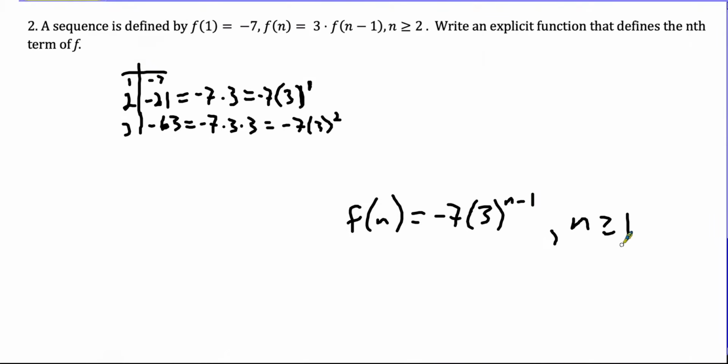And we can double check our domain if we want by actually plugging this value in for n and making sure that I get out -7. Right?